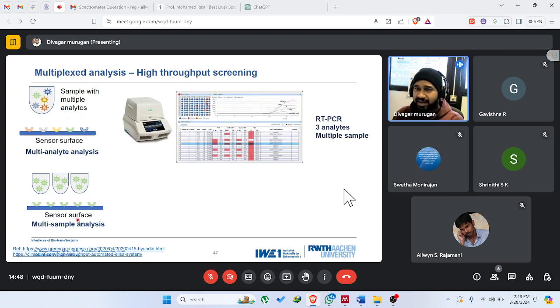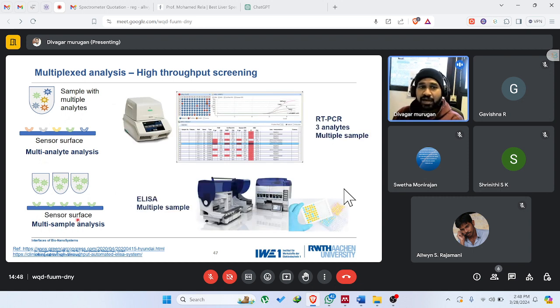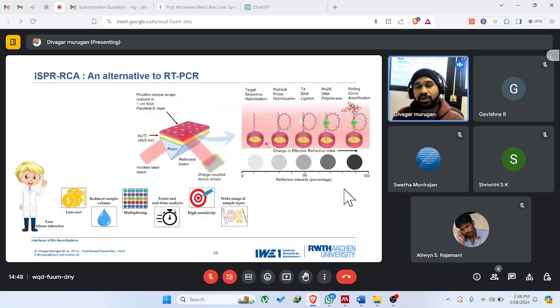Existing technologies like RT-PCR and ELISA multi-sample assays are available in the market to do this kind of assay. For example, RT-PCR was highly helpful when the COVID outbreak came, so that they could analyze multiple samples in a single run. Here, what we are working on is a very sensitive platform, which we want to make as an alternative to the existing RT-PCR based assays.